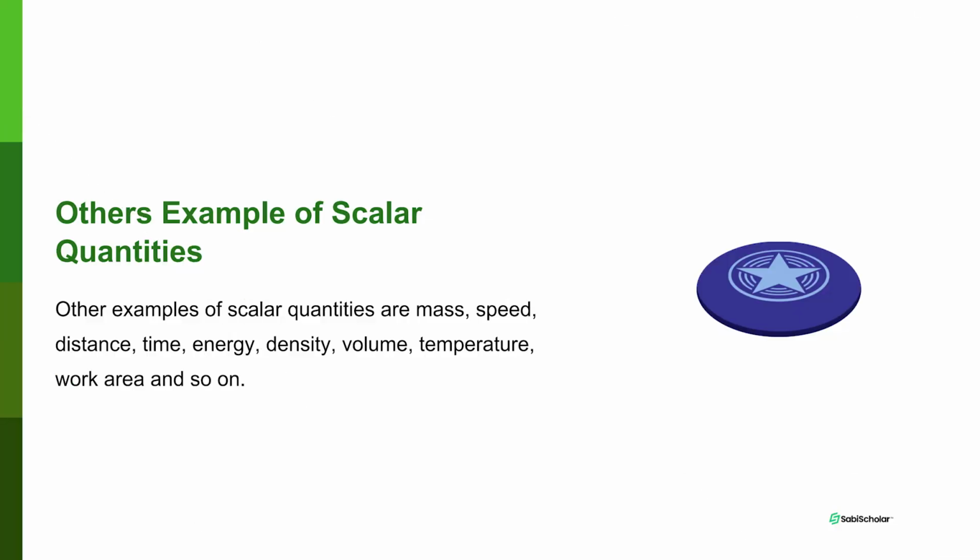Some other examples of scalar quantities are mass. Mass tells us how heavy something is. For example, if I say I want to get 3 kilograms of chicken, it's just 3 kilograms, not 3 kilograms to the right or to the left. Or a bag of rice is 50 kilograms. So mass is an example of a scalar quantity. Speed, distance, time, energy, density, volume, temperature, work, area, and others are examples of scalar quantities.